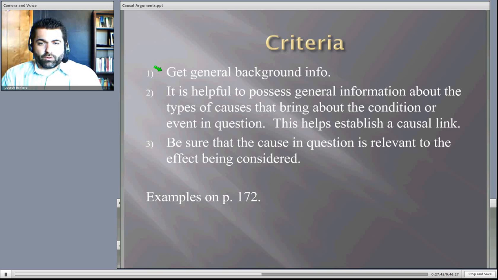And this is similar, right? You want general information about the types of causes that bring about the condition in question. So this is similar to what we're talking about, right? Be sure that the cause in question is relevant for the effect.